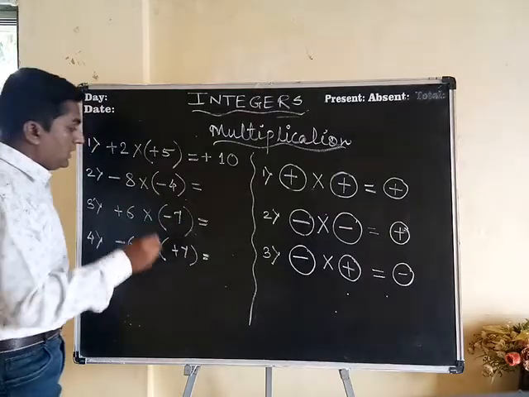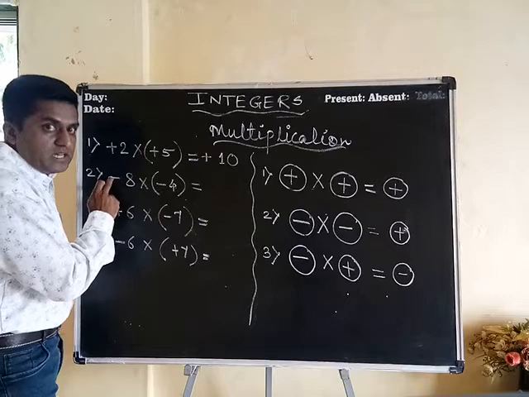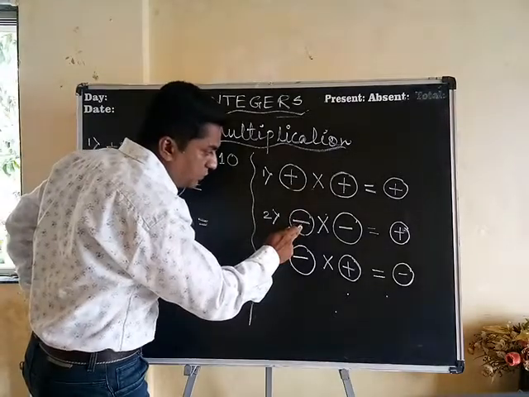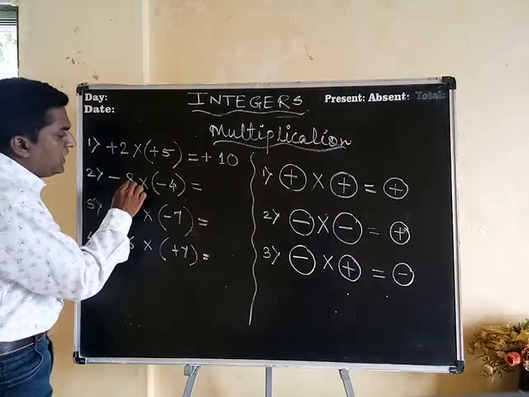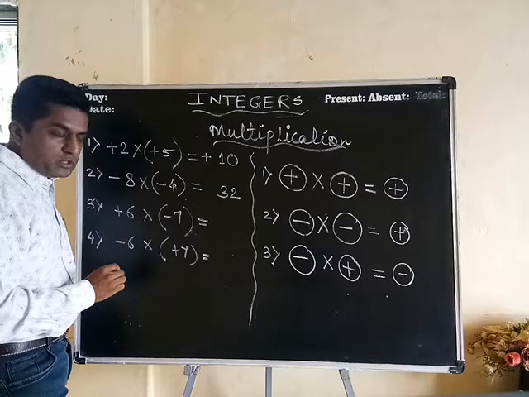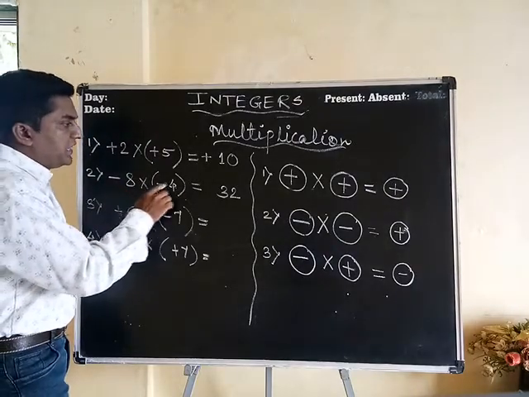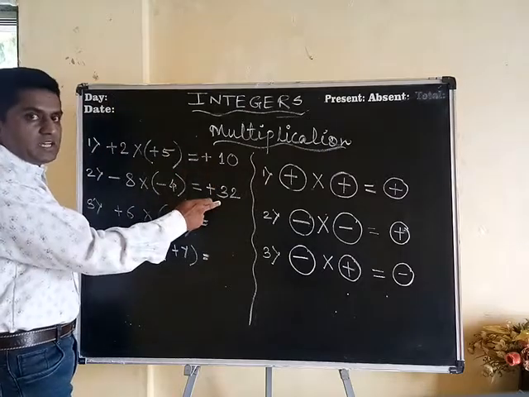My second sum. If two numbers have the same sign but this time the signs are negative and negative, let us use the second rule. Negative multiplied by negative. Before that, first multiply the numbers. 8 4s are 32. My answer is 32. And negative multiplied by negative, as per the second rule, the answer must be positive. This is my second answer.